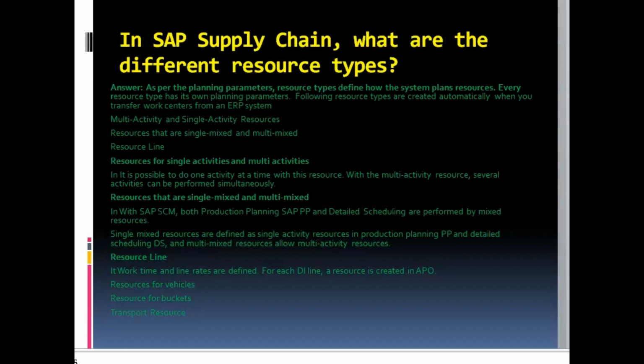Resource line. Work times and line rates are defined. For each DI line, a resource is created in APO. Resource for vehicles, resource for buckets, transport resource.